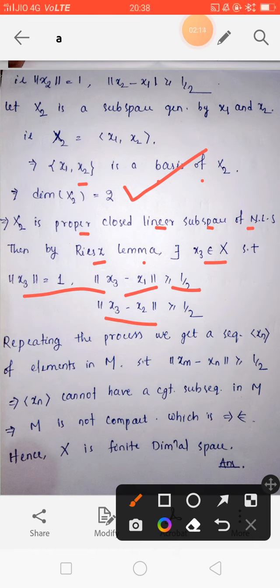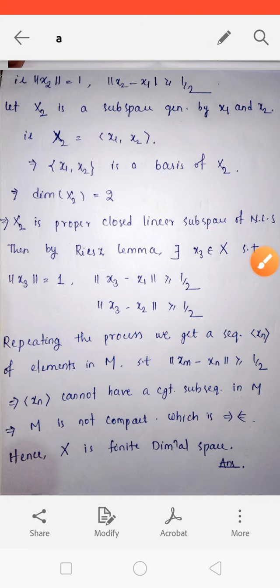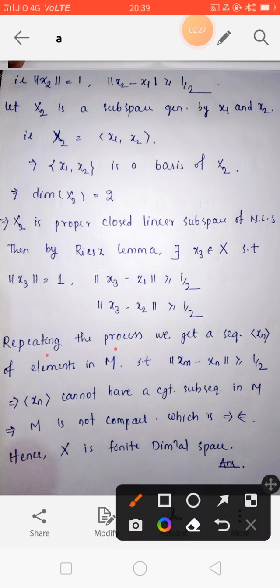Now if we subtract x1 from x3, its norm will also be greater than or equal to 1 by 2, and if we subtract x2 from x3, its norm will also be greater than or equal to 1 by 2. So repeating the process, we get a sequence xn of elements in M such that the norm of xn minus xm is greater than or equal to 1 by 2. Then xn cannot have a convergent subsequence in M.